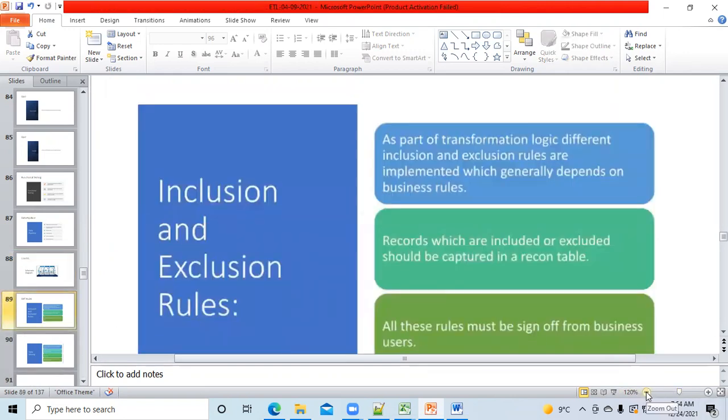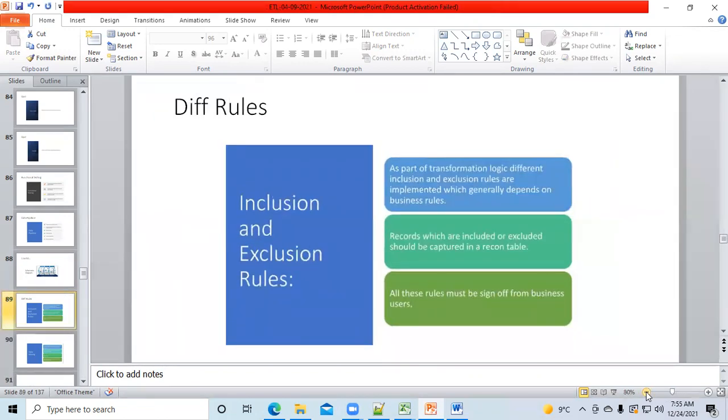Next is inclusion and exclusion rules. Okay, what is this inclusion and exclusion? So before this, any question, guys? Anything you want to discuss? Any confusion?